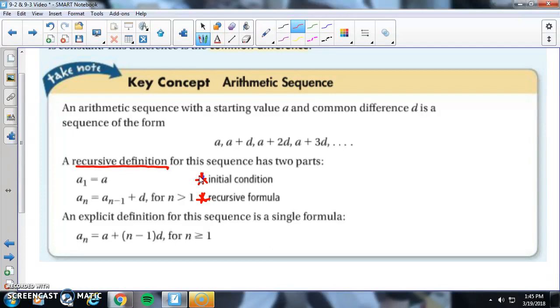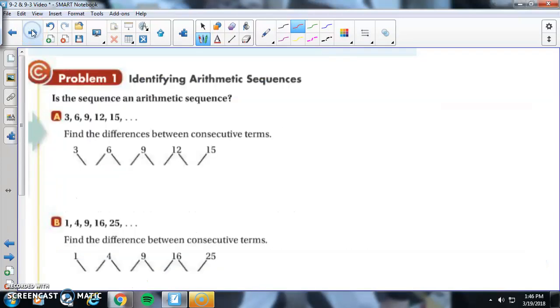The explicit definition for this sequence is one single formula, and it means that we can find any term value. So A sub n, which is any term, is equal to the first term plus n minus 1 times D, where n is the term number. D is our common difference.